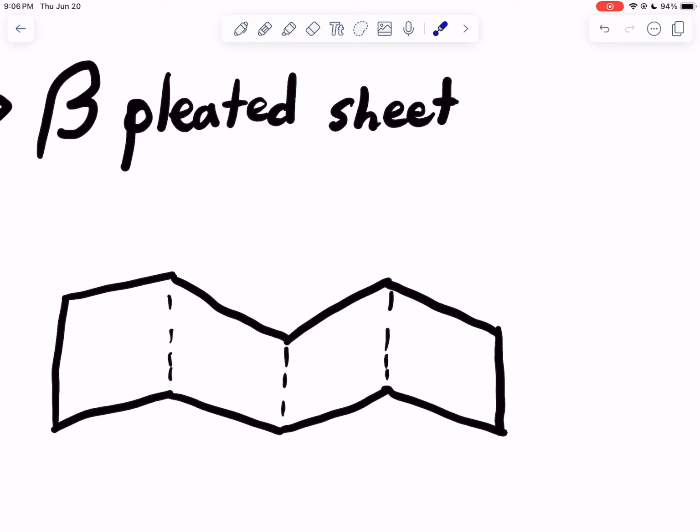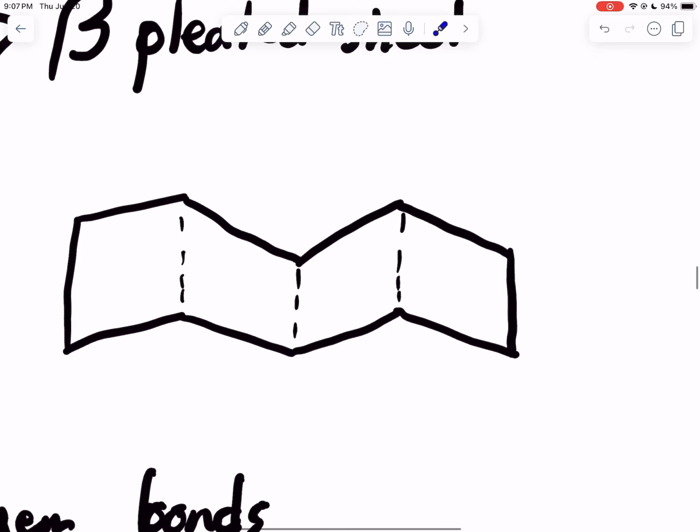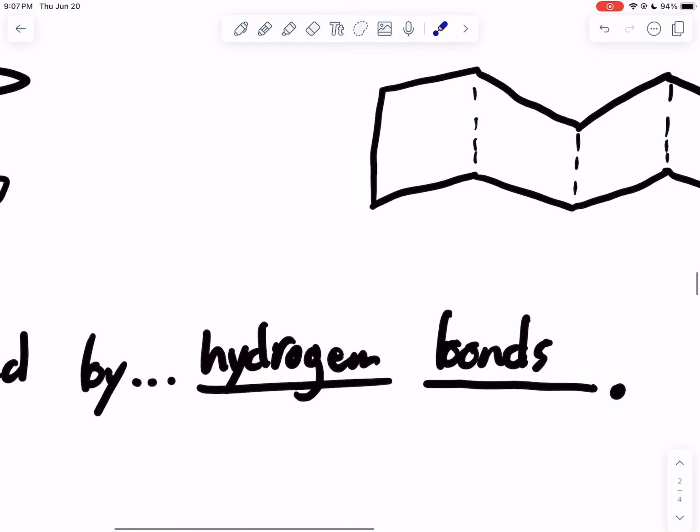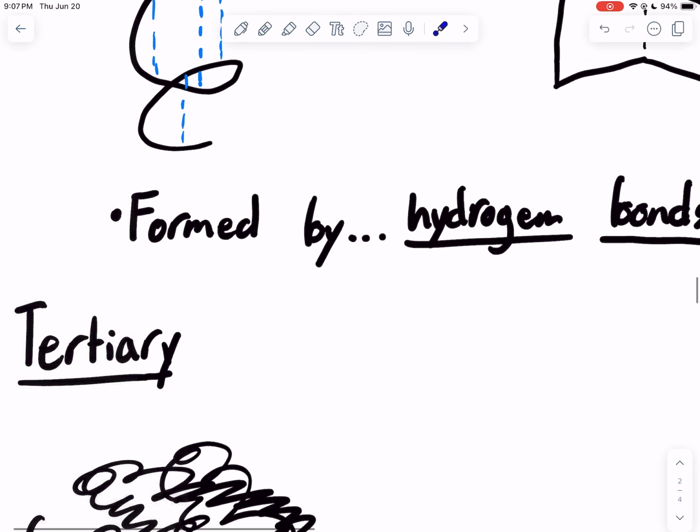Next, we have the beta pleated sheets, which are usually two lines of amino acids with hydrogen bonds holding it together, and these fold almost like an accordion fold, I think it's called. If you imagine a piece of paper that you fold the opposite direction each time you switch off which direction you fold it, it's sort of like that in terms of structure. Also formed by hydrogen bonds.